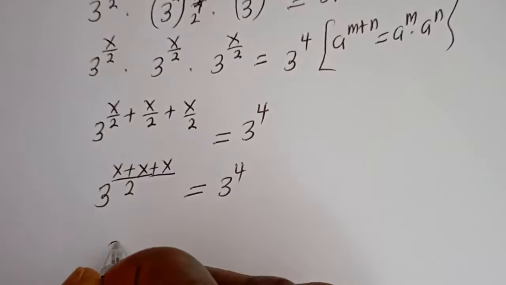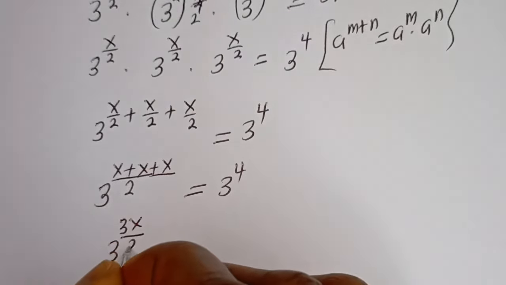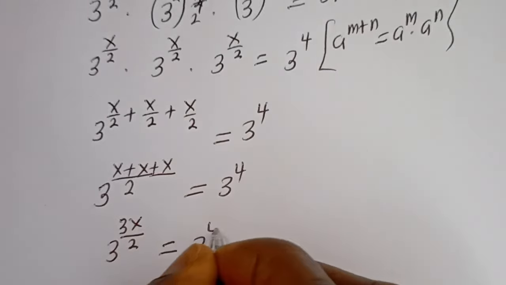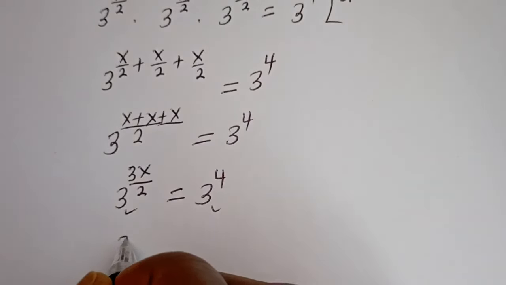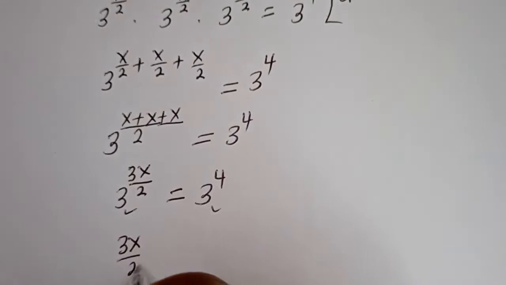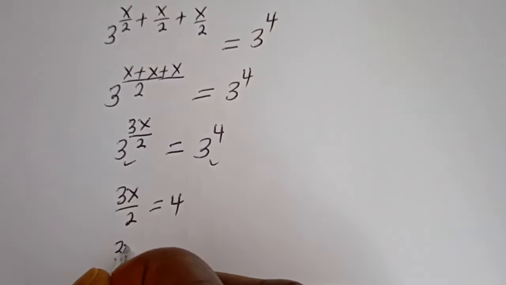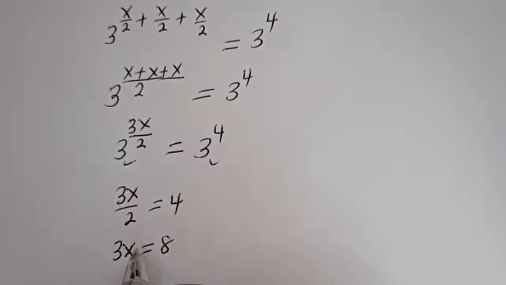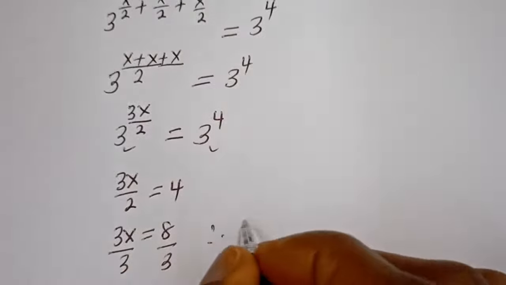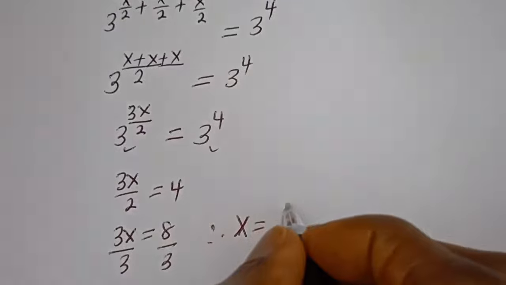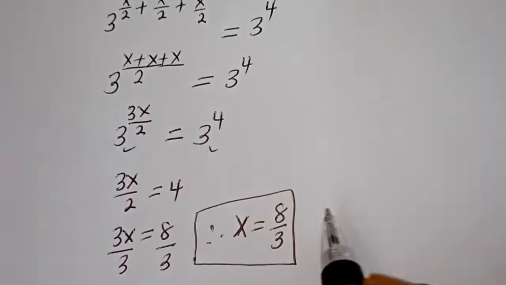Then this is 3 to the power of 3x over 2 is equal to 3 to the power of 4. The bases are equal, so we consider the exponents. Then 3x over 2 is equal to 4. If you cross multiply, you have 3x is equal to 8. Now let's divide both sides by 3. Therefore, x is equal to 8 over 3, and this is the final answer.